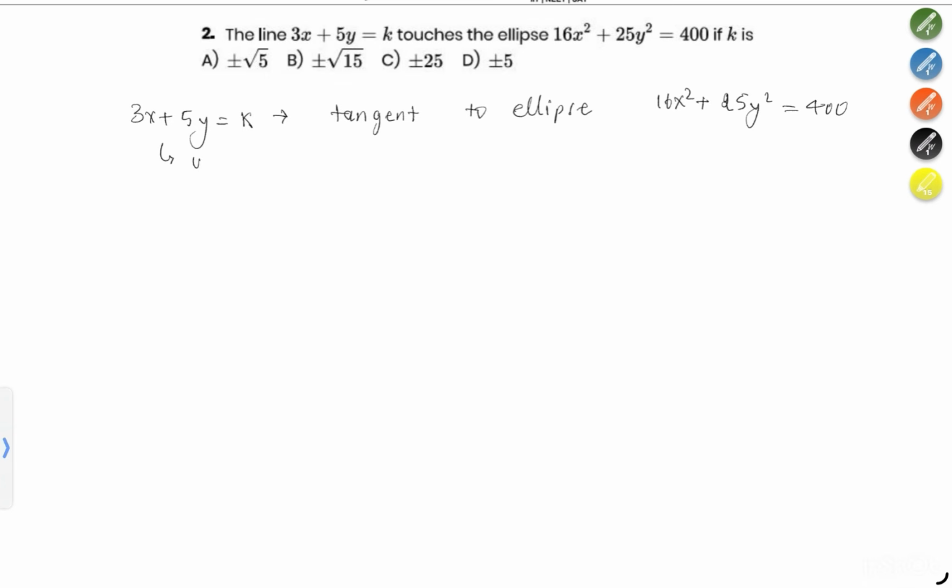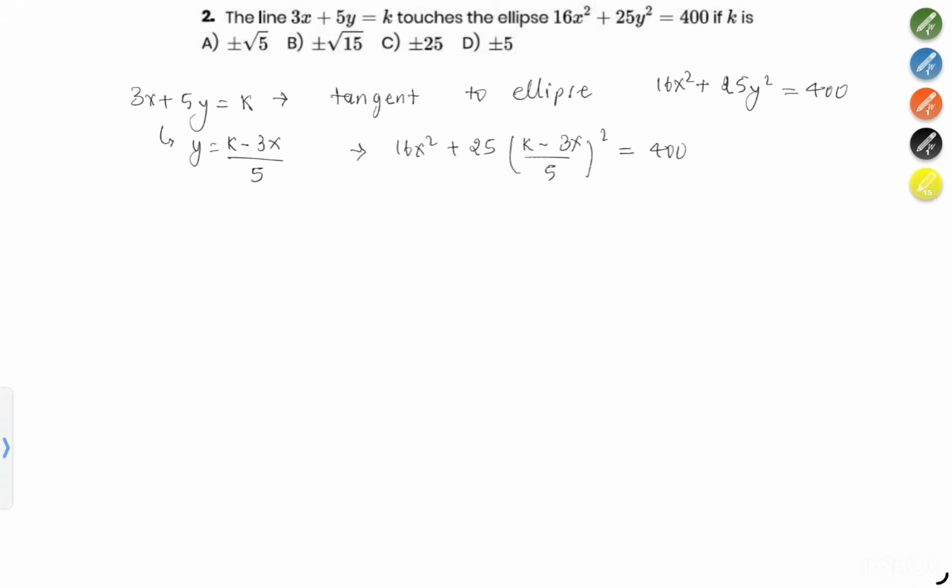From here, I got the value of y, that is (k minus 3x) by 5. Just solve both of the equations. So you will get something like this: 16x square plus 25 times (k minus 3x) by 5 whole square equals 400. And this equation is going to be something like 25x square minus 6kx minus 400 plus k square equals 0. This 5 I just cancel out and simplify.